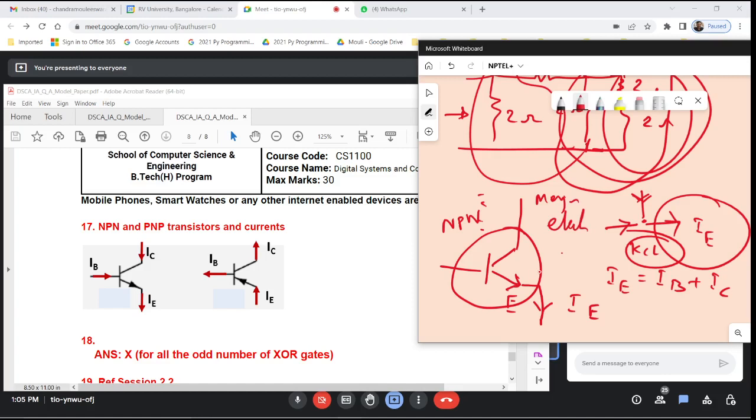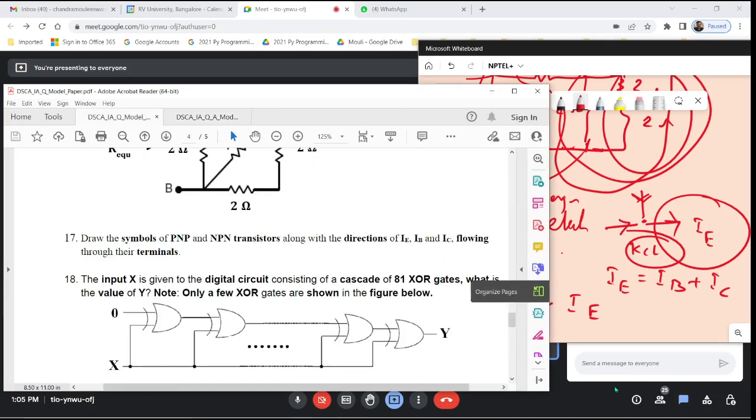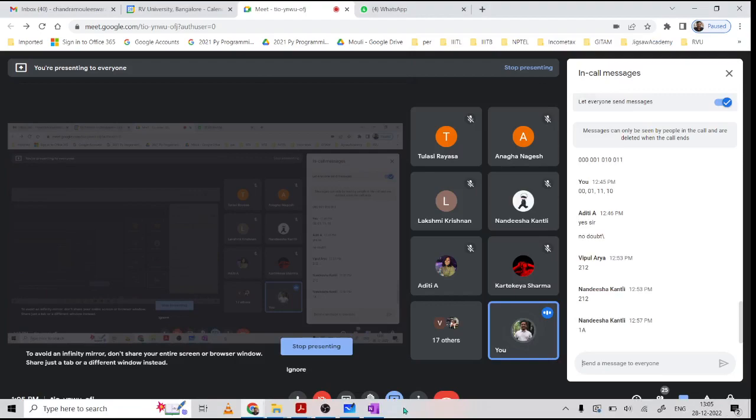Whereas in the PNP transistor, the majority carriers are holes, and the direction of current shown is equivalent to the direction of IE here. That's the reason. So you can write it like this. Any doubts here? Nobody is having any doubts. I think they are looking at the watch now.